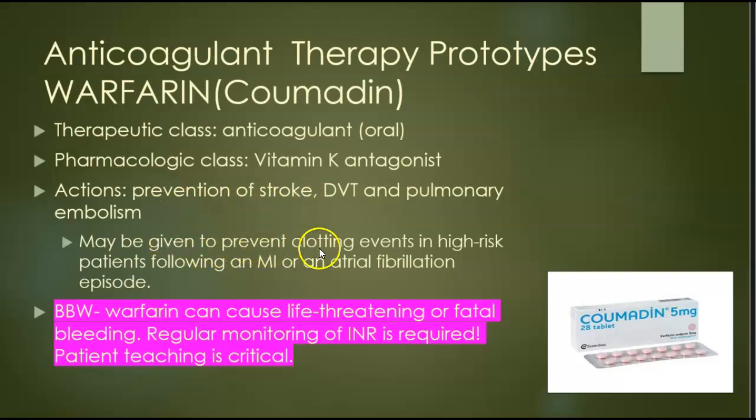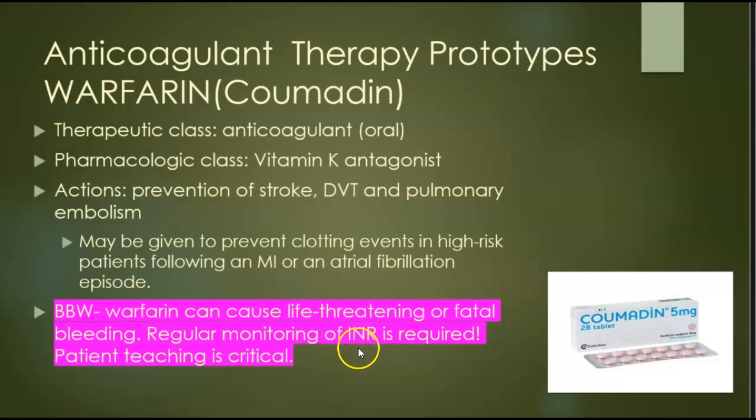It may be given to prevent clotting events in high-risk patients following an MI or an AFib episode. So again, patients may be placed on warfarin. The problem is warfarin also has a black box warning. All these bleeding drugs have black box warnings. Warfarin can cause life-threatening or fatal bleeding. Surprise. And regular monitoring of INR is required, the International Normalized Ratio. And patient teaching is critical.